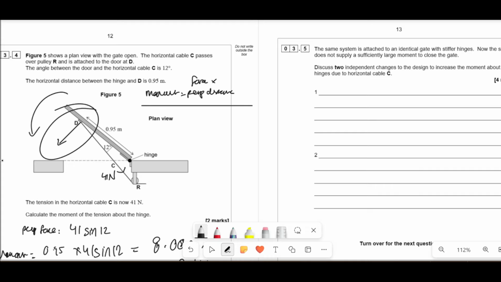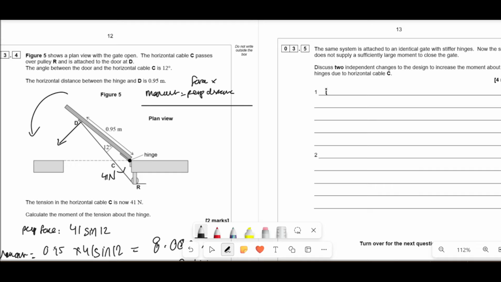So what we could try to do is, well, remember that A is what is causing this to drop, right? So if I increase the weight of this, A, remember from the previous question, if we increase the force of that, that's going to increase the magnitude of C. So it's not going to be 41 anymore. It's going to be something else. But then that by proxy will increase that component there and make the moment higher, and it will be enough to cause it to turn.